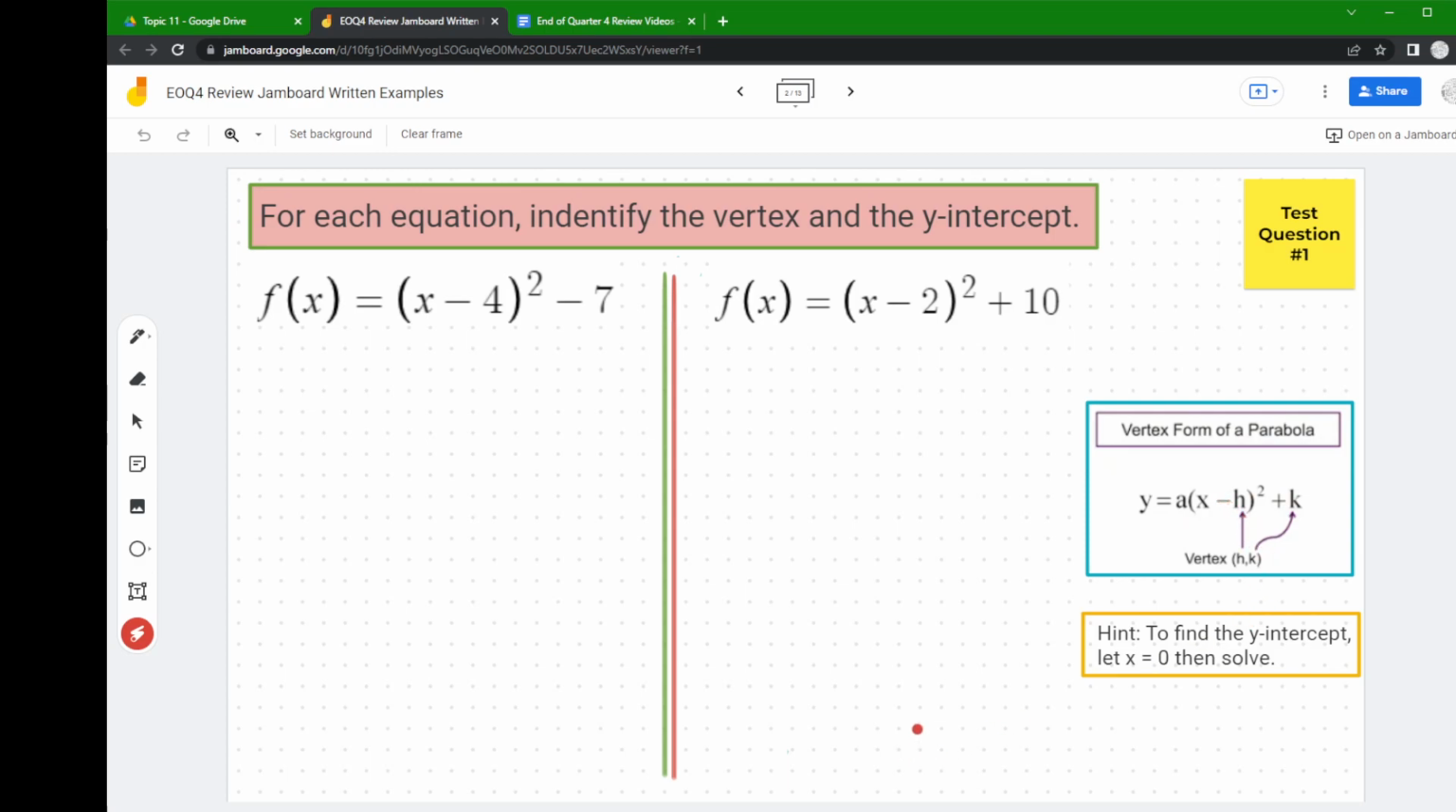And in this yellow box, we have how to find a y-intercept, which is just to replace the x value with 0 and then to solve. So let's go ahead and get into it.